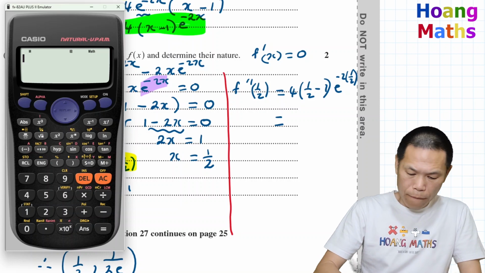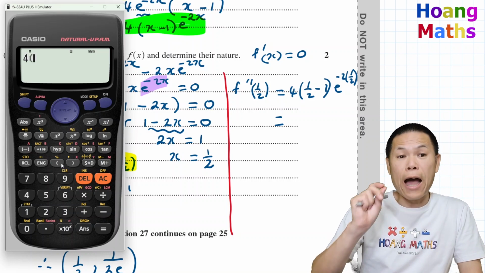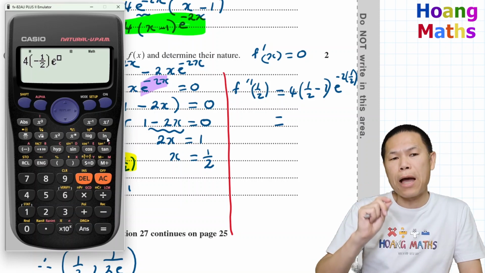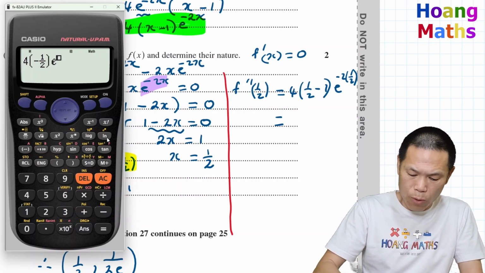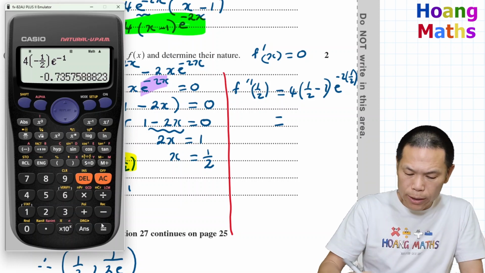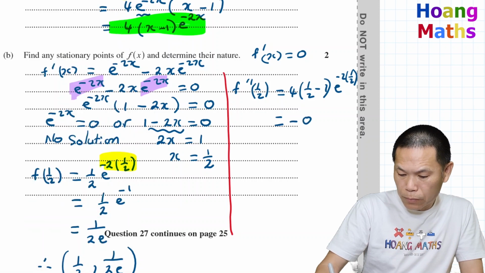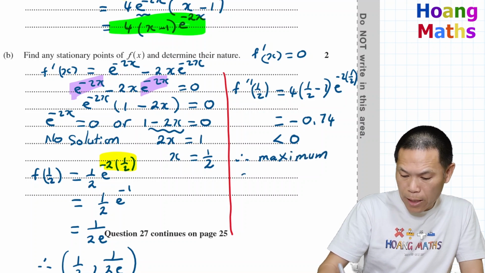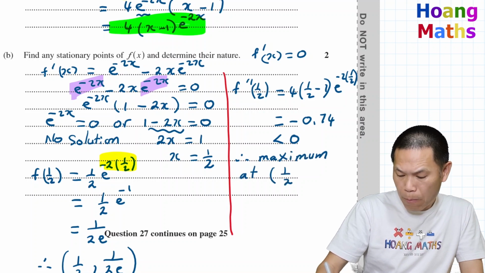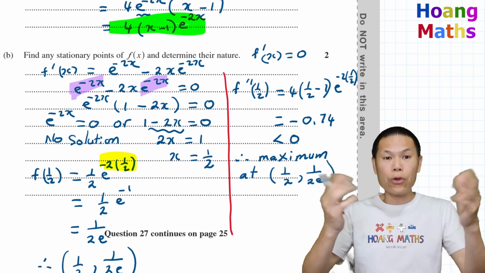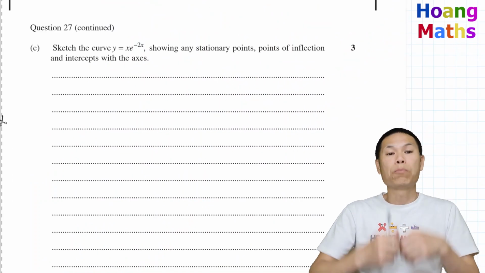So I just go 4 brackets, a half minus 1, which is negative a half, and negative 2 times a half is negative 1, so e to the negative 1. Easy, that's all. So negative 0.74. That means less than 0. So therefore, maximum at a half, 1 over 2e. So there you go. So part C.